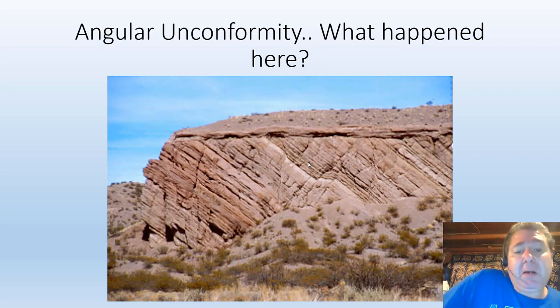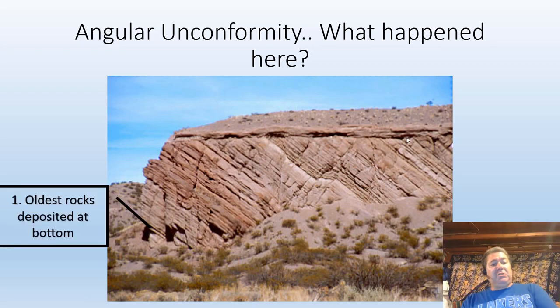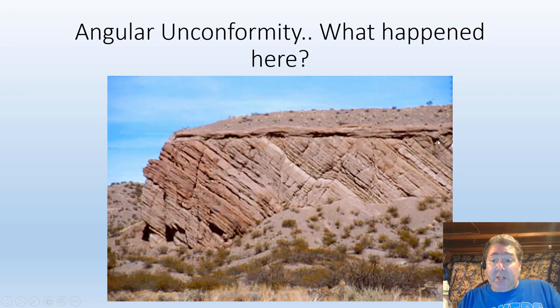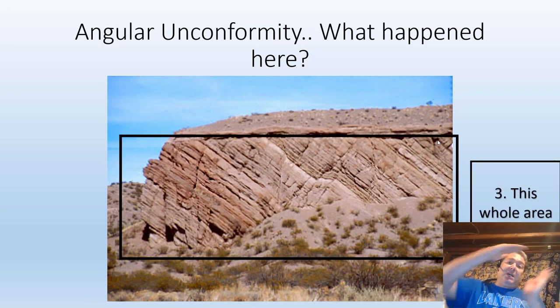This is a special type of sequence of events that we can determine. This one's called an angular unconformity. An unconformity simply means missing rock or missing time, right? So what happened here? Well, let's take a look. To form this angular unconformity, first the oldest rocks were deposited at the bottom, right? Younger and younger rocks were then deposited on top of each other. We must remember these were originally deposited horizontally. Then this whole area, which was once horizontal, has now been uplifted and tilted.